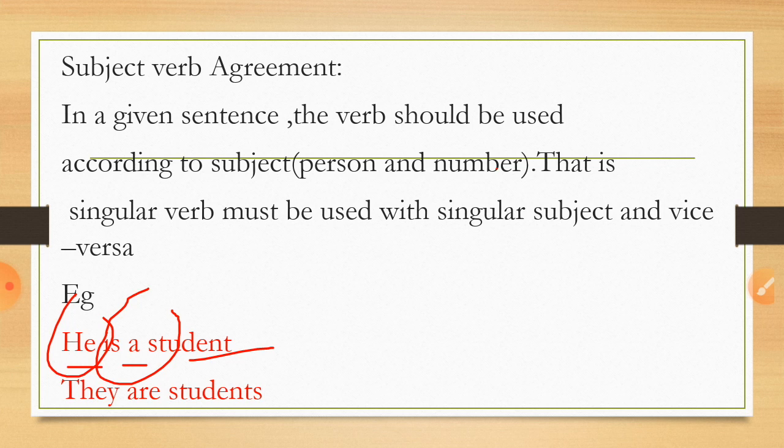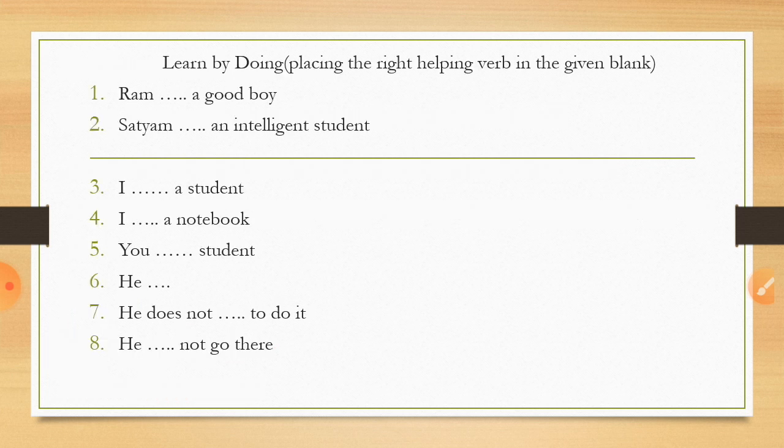Similarly, you can see the second example. There are students. So they is a third person, whereas a plural form, and according to the plural form, we have to use the plural verb, that is are. Thus, they are students. Let's get on to the questions.